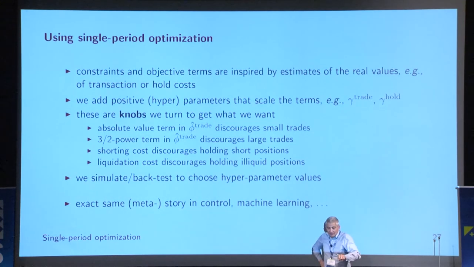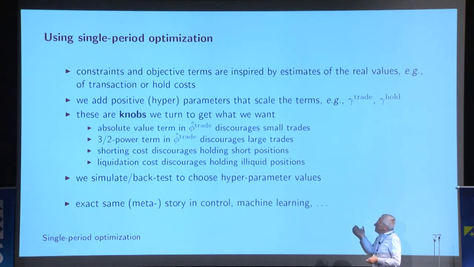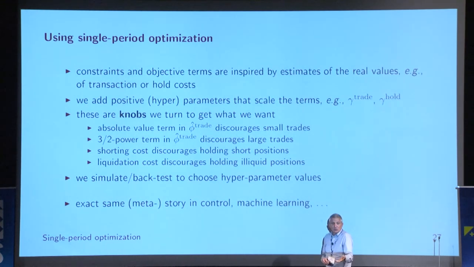So when you turn it up, if you look at the histogram or the distribution of trades when you test it, you're going to have fewer that are large, and they're going to be spread over multiple days. You can scale up the shorting cost. Basically, that's not the actual cost you're going to pay for shorting. It's a directive to the optimizer to please avoid short positions, right? And then we'll say how to find these things in a minute.